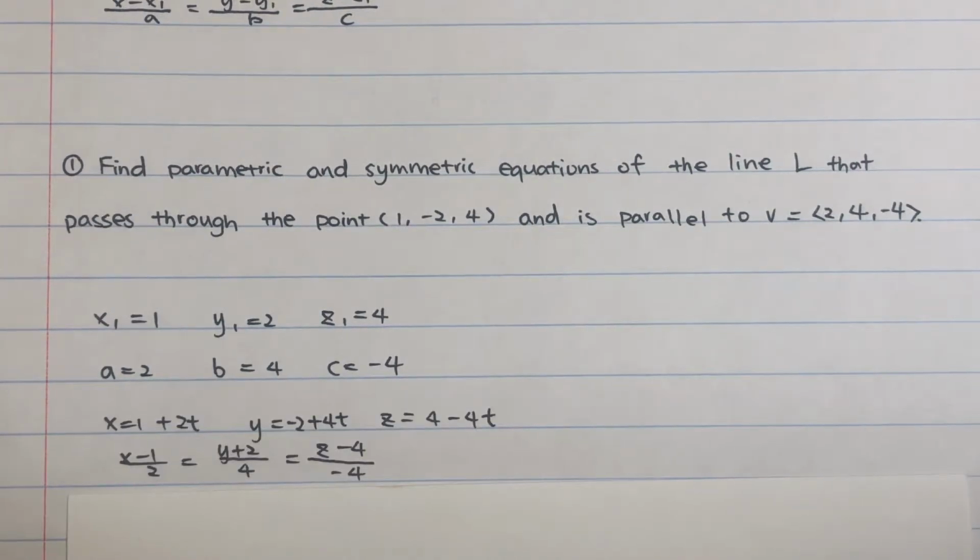And then according to the equations above that we already talked about, the result we get for parametric equations are x equals to 1 plus 2t, y equals to negative 2 plus 4t, z equals to 4 minus 4t. And the symmetric equations are (x minus 1) over 2 equals to (y plus 2) over 4 equals to (z minus 4) over negative 4.